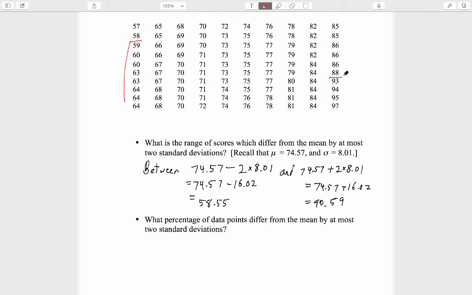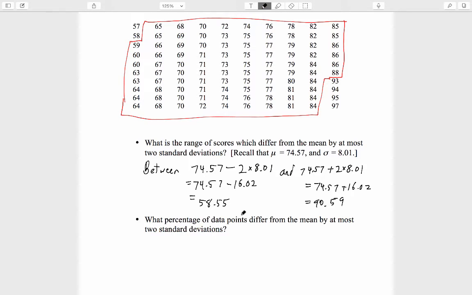That's not really an issue when we look at this data set. There are no 90s or 91s here, but if there were a 91, it would be outside the range of scores that we're talking about. All of these scores, and this is the overwhelming number of them, fall within this 2 standard deviation range on either side of the mean.